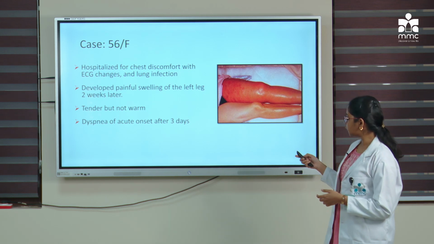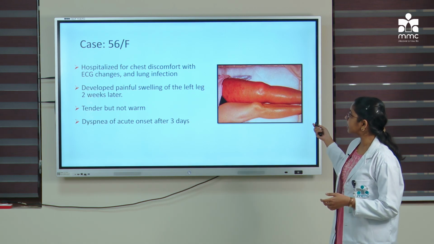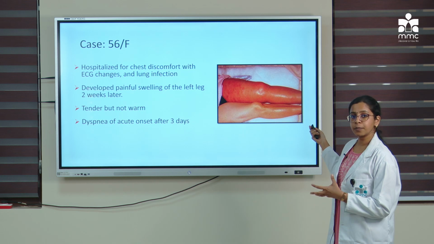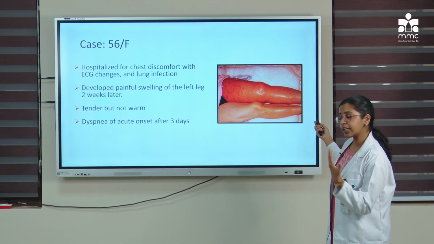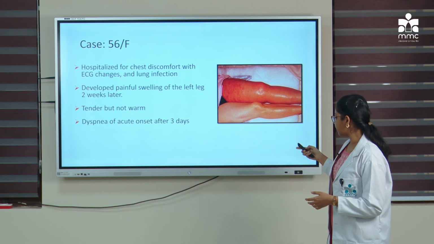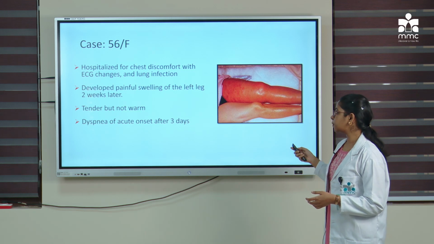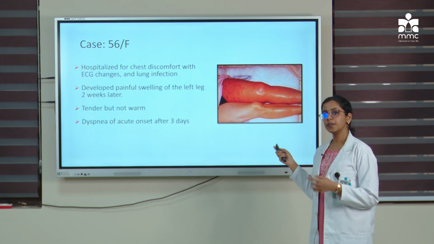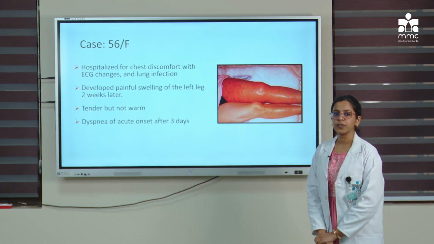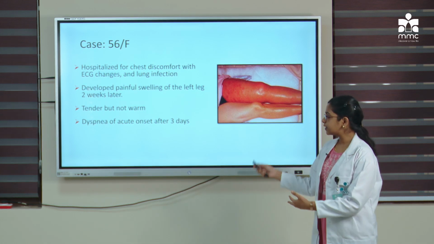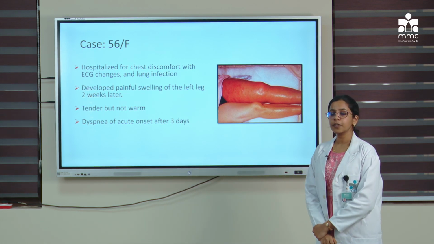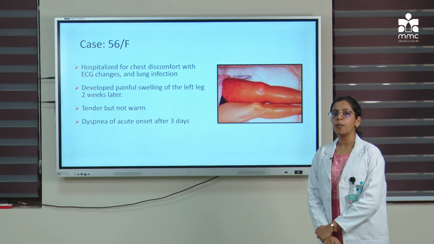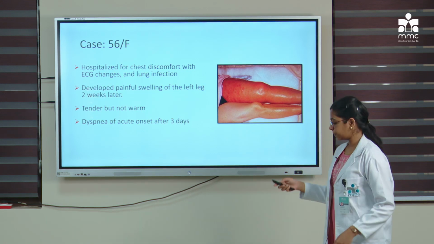So this is the clinical picture. Her left leg is markedly edematous. She had marked tenderness, and it is not warm. So the topic proper is actually thrombosis. So this patient actually developed deep vein thrombosis, and the reason for developing dyspnea is actually because of the pulmonary embolism, which is a complication of this thrombus that has developed.